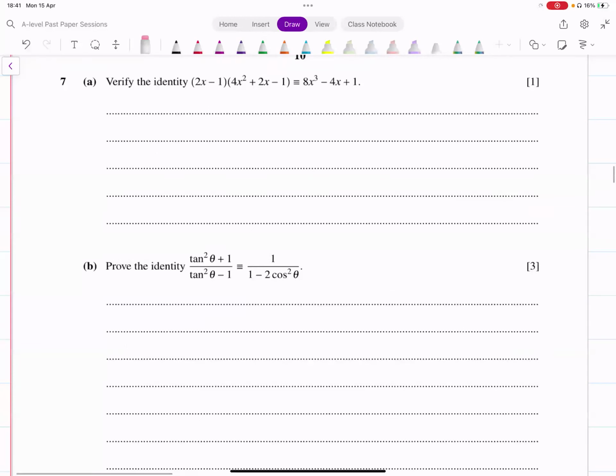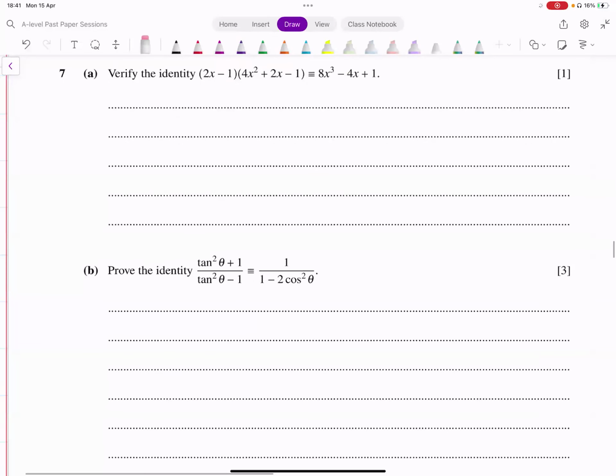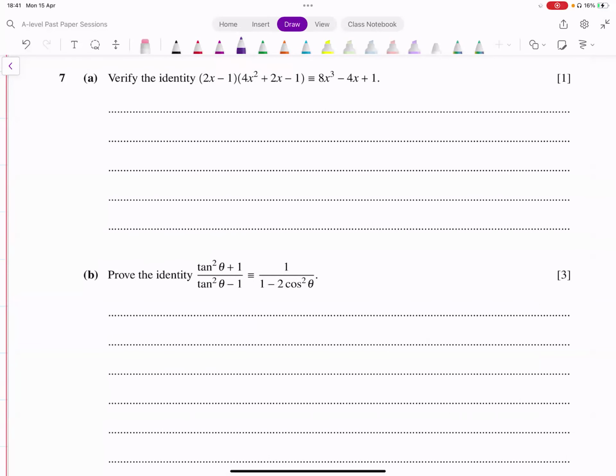Now it says verify this identity. Now that's pretty straightforward. You're going to simplify the left-hand side and see what that gives you. 2x into, now you have to show your working, right? So let's simplify the left-hand side. 2x into 4 squared, that's 8x cubed plus 4x squared minus 2x minus 4x squared minus 2x plus 1. And that gives you 8x cubed minus 4x plus 1. That's all that you have to do. The left-hand side equals the right-hand side, and it's proved now.